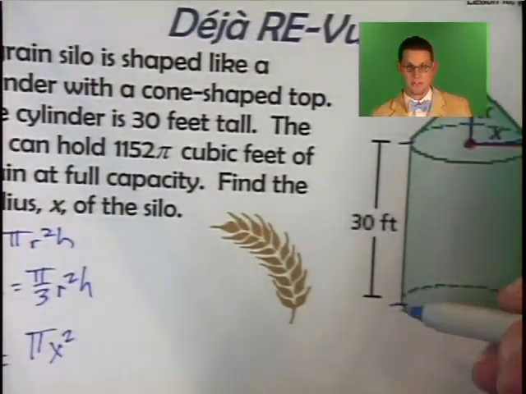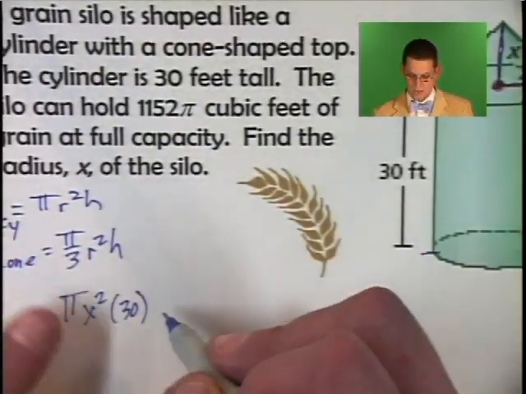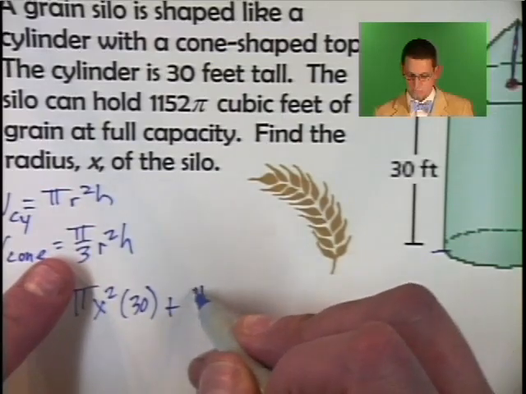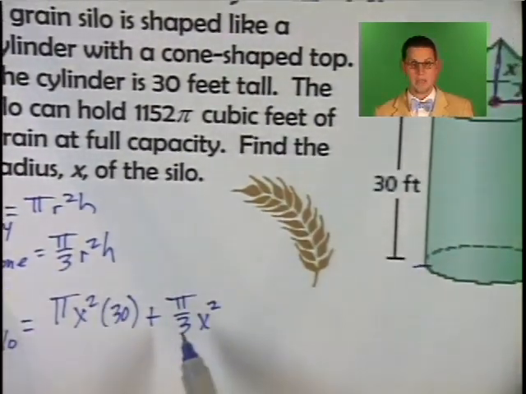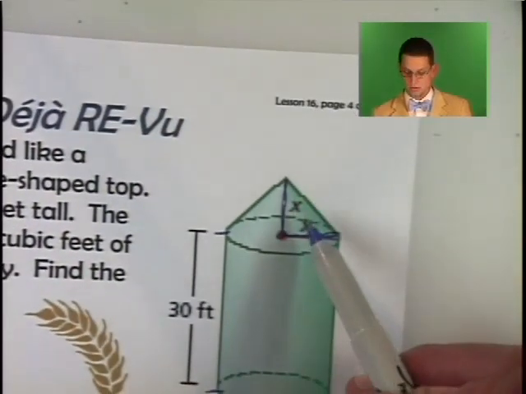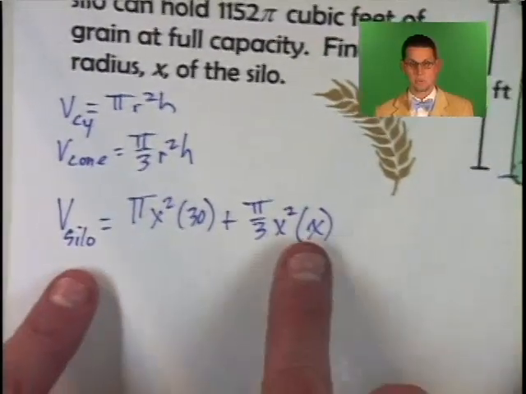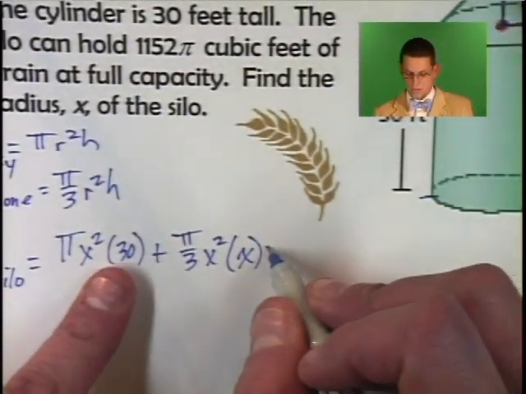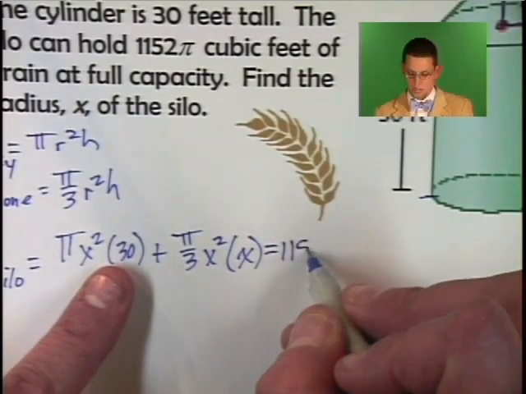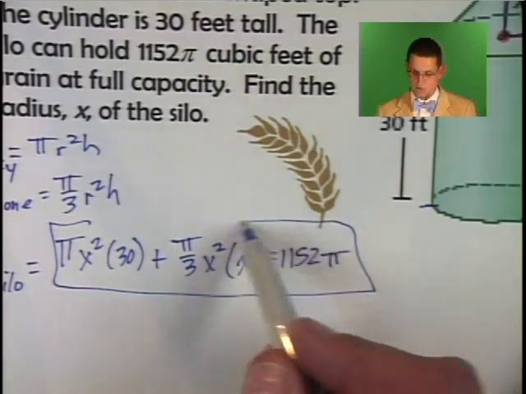Well, look on the cylinder. This is a constant. It's 30. It doesn't change. So I can actually plug that in. Plus the volume of the cone, which is pi thirds times x squared. What's the height of the cone? Well, it's x. So it's x squared times x. So we get this for the volume of the cylinder, volume of the cone, and we know that that has to equal 1,152 pi units. So now I get this little equation right here.